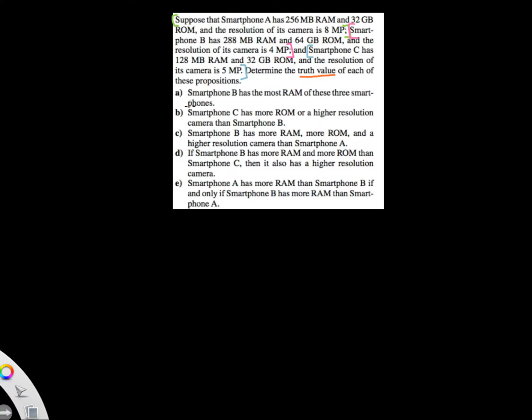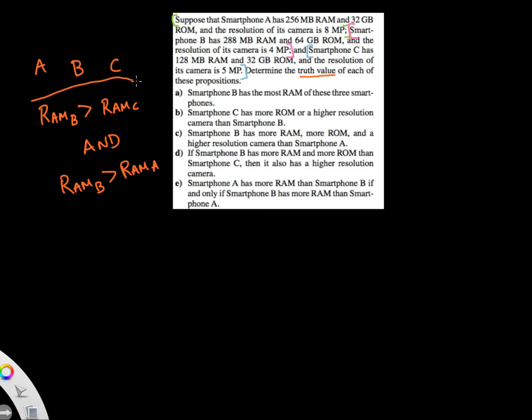Part A here is: smartphone B has the most RAM of these three smartphones. Given smartphone A, smartphone B, and smartphone C, does smartphone B have the most RAM? It would only have the most RAM if the RAM for smartphone B is greater than the RAM for smartphone C, and the RAM for smartphone B is also greater than the RAM for smartphone A. And if this holds, meaning that this box over here results in true, then the truth value for part A is going to be true.